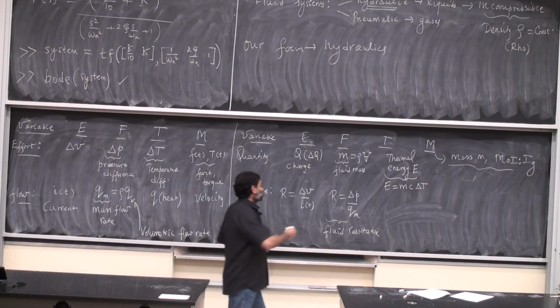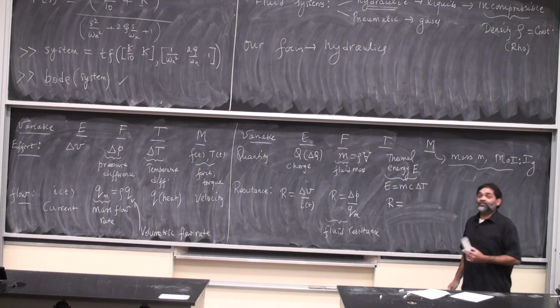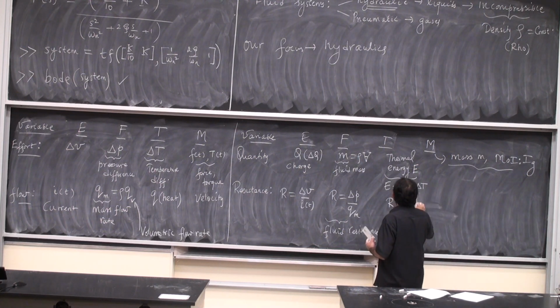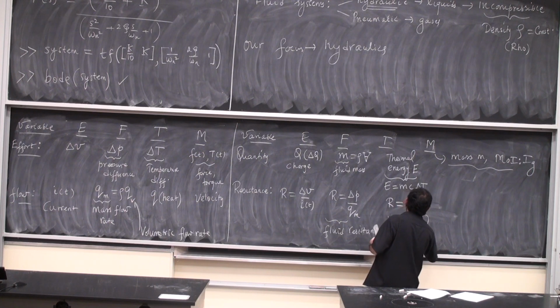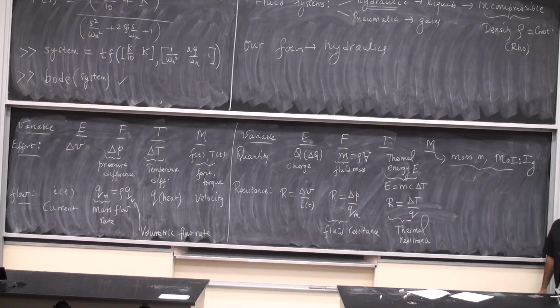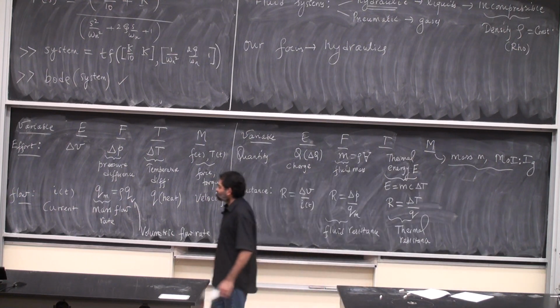Okay? So thermal systems are also easy. It is the effort variable divided by the rate of heat transfer. This is thermal resistance. And of course, we don't define resistance for mechanical systems. It's kind of a moot thing.